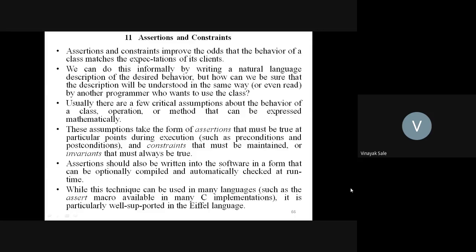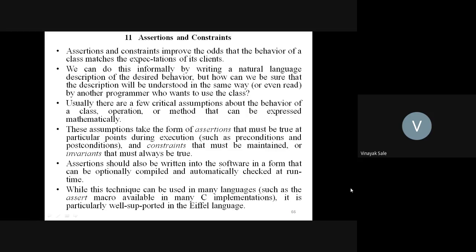So assertions and constraints improve the odds that the behavior of the class matches the expectations of its clients. We can do this informally by writing a natural language description of desired behavior. But how can we be sure that the description will be understood in the same way by another programmer who wants to use the class?